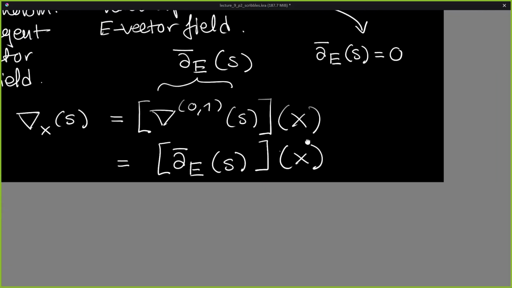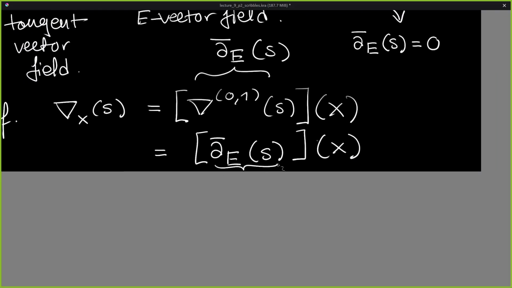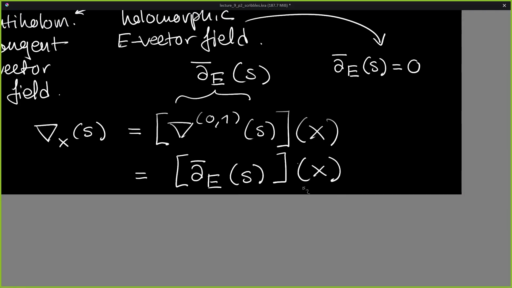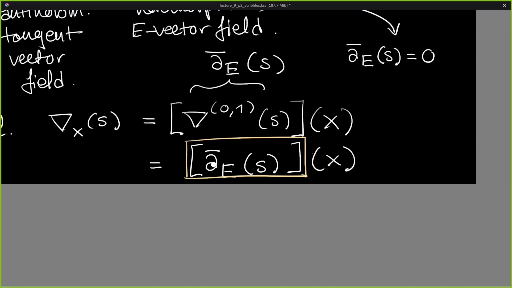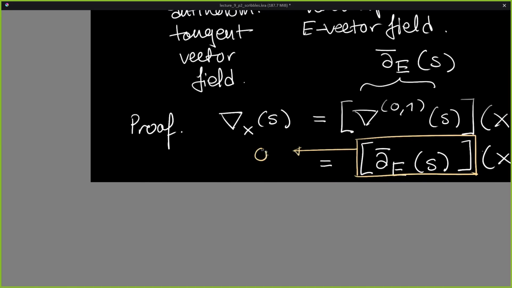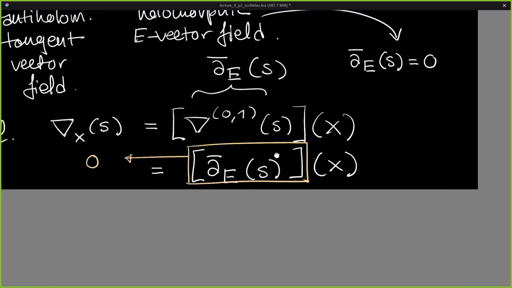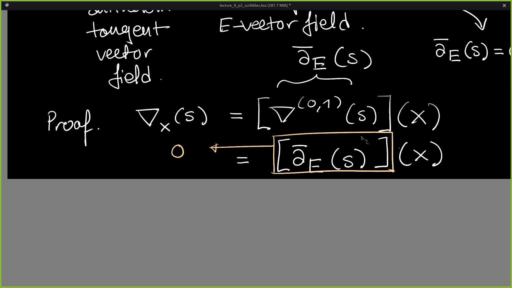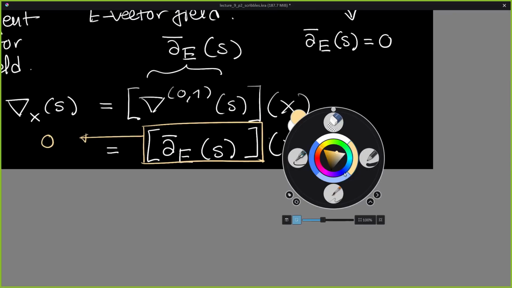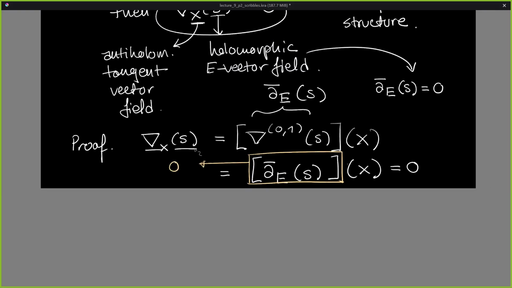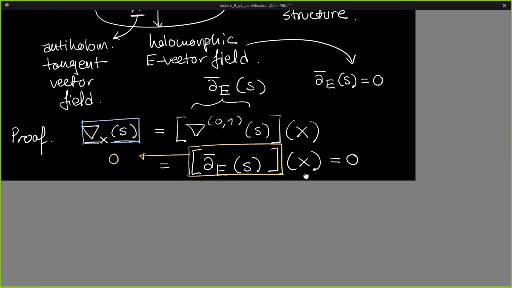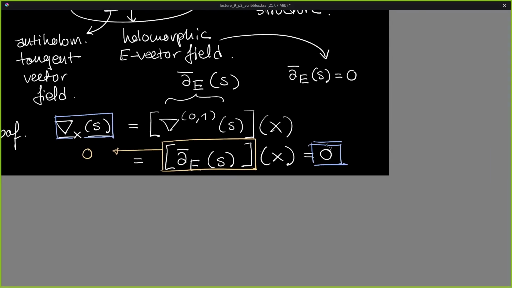So this is true, which means that this is then 0, right? So this is the 0 map. So the 0 map acting on X will just give us 0, which is exactly what we wanted. It shows that nabla X of S is indeed equal to 0.